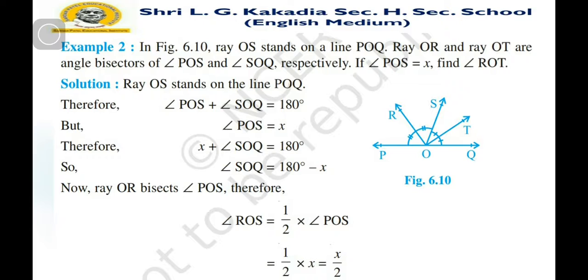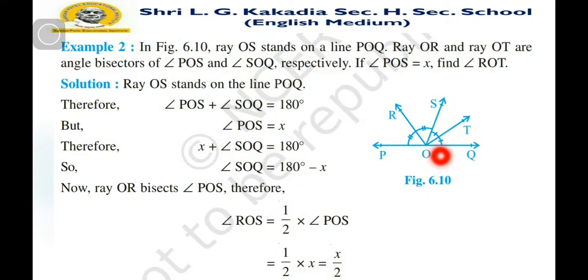Here it is given that POS plus SOQ is equal to 180 degrees, as you know that ray OS stands on a line POQ, so we can easily say that both are angles of a linear pair. So POS plus SOQ is equal to 180 degrees. And here given that POS is X, so what will we get? SOQ is equal to 180 degrees minus X. So we have the values of POS and SOQ.